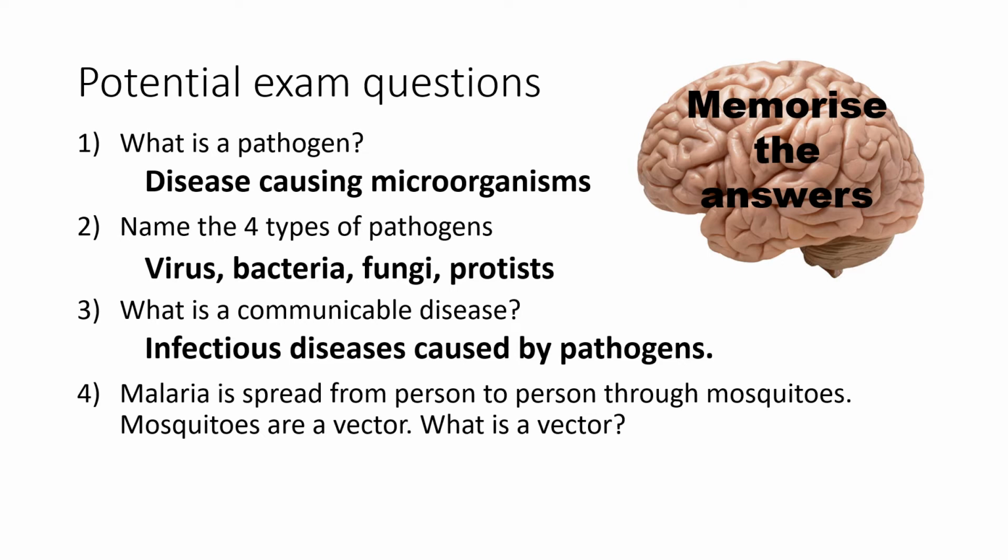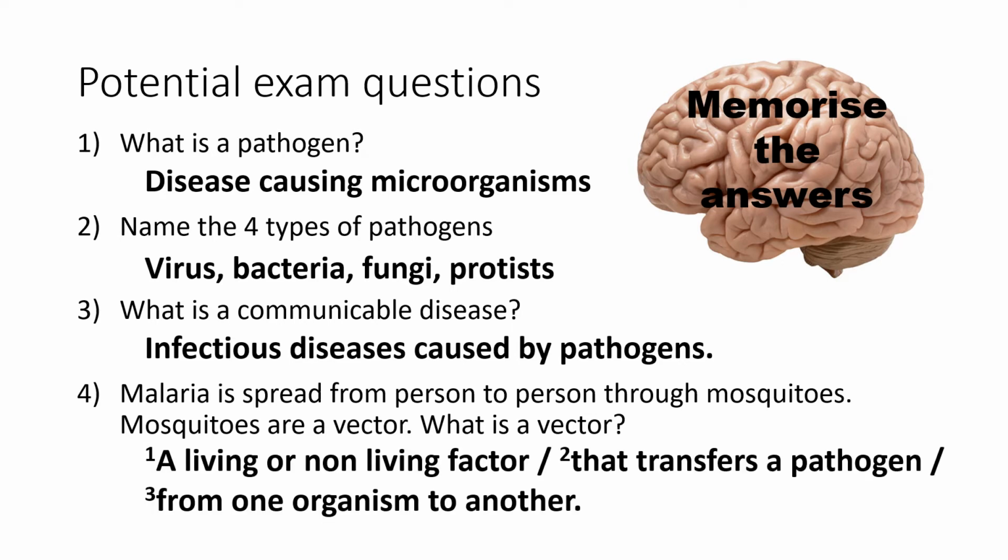And the last question, malaria is spread from person to person through mosquitoes. Mosquitoes are a vector. What is a vector? Well, a vector is a living or non-living factor. In the case of malaria, it's a living one with the mosquito, but they can be non-living as well. So it's a living or non-living factor that transfers a pathogen from one organism to another. So there's 3 parts to that explanation. What a vector is, you need to learn that definition off by heart.